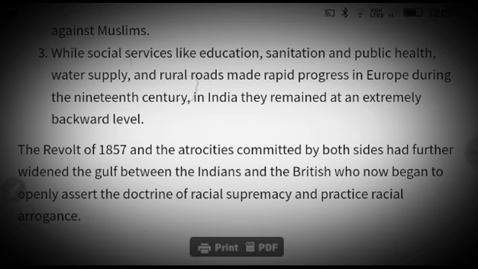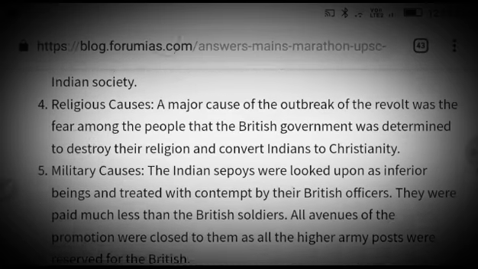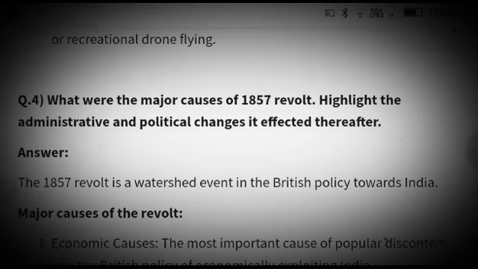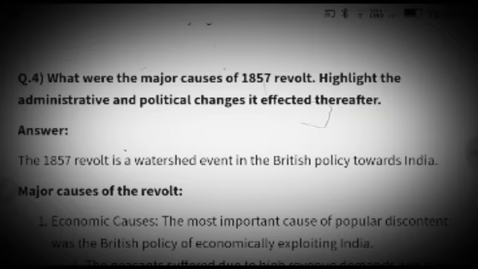So now we have discussed the full concept and the actual answer, and why the British wanted to divide India. After this time, you can see the major reactionary processes by Indian people, and the administrative and political changes. Now we have seen all the things. Thank you.